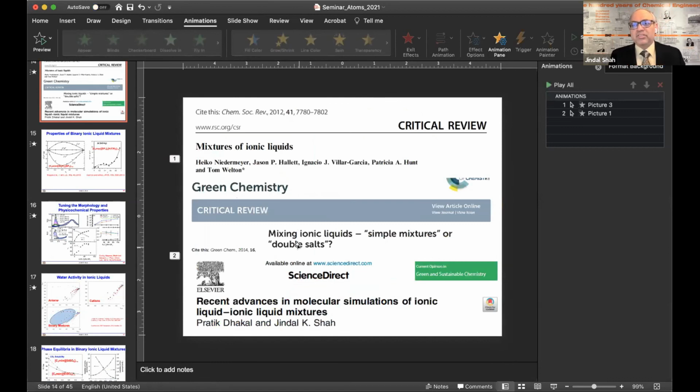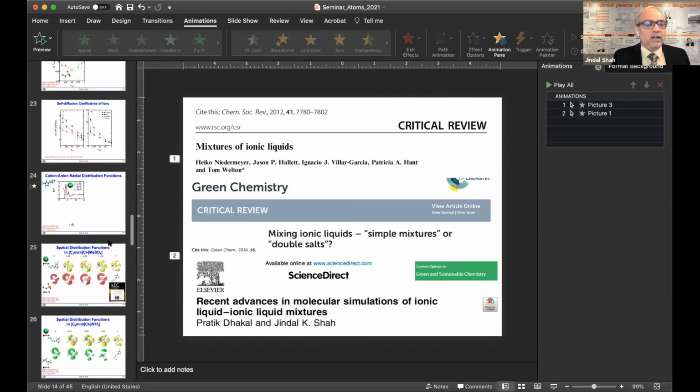And the way simple mixtures are defined in this paper is that the individual ions retain their identity. So basically, if you mix ethanol and water, ethanol and water still have their pure properties. In double salts, you cannot distinguish where that particular mixture must have come from.